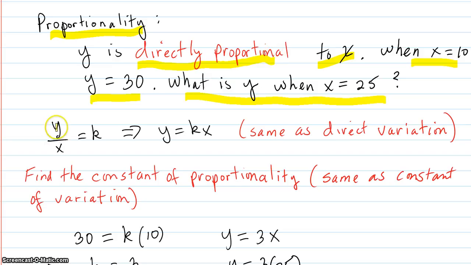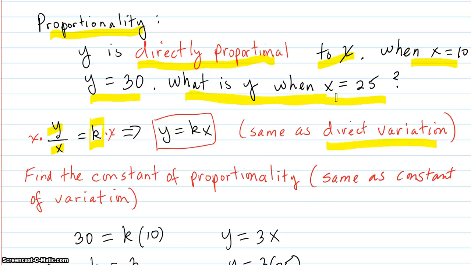Directly proportional means that when you put them in a proportion, y to x, it equals a constant. Well, if that's true, then all we have to do is multiply both sides by x, and you would get this, y equals kx. And that's the same exact thing as direct variation. So they mean the same. Directly proportional and varies directly mean exactly the same thing. So we'll have to go through these steps in order to answer this original question.